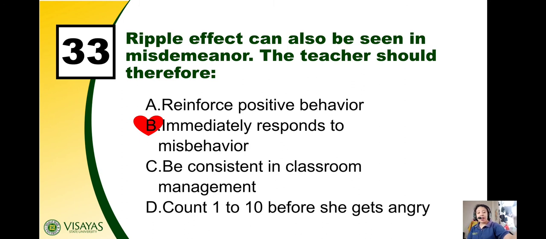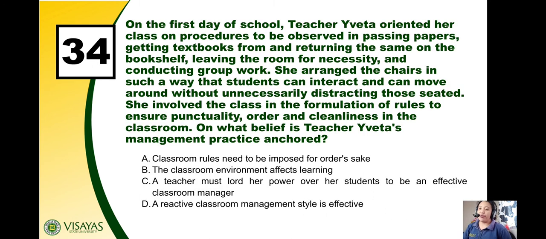Just like water. When you drop something in water, then drop another, you will not notice that you have dropped it in the water, but the ripples already reach others. So that's ripple effect. So in order to avoid that, we need to immediately respond to misbehavior. Number 34, it's so long, 34.